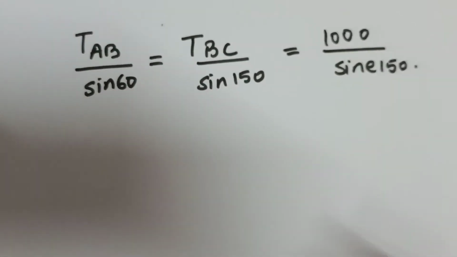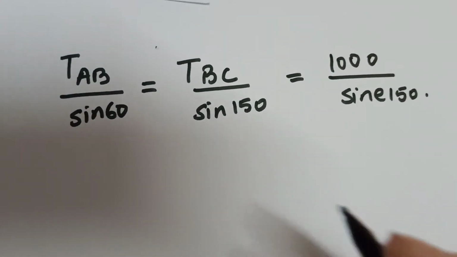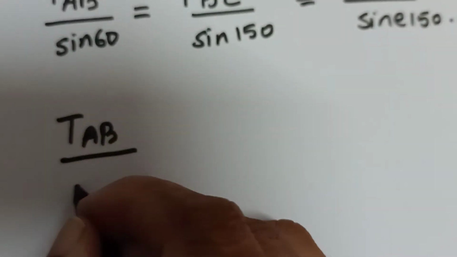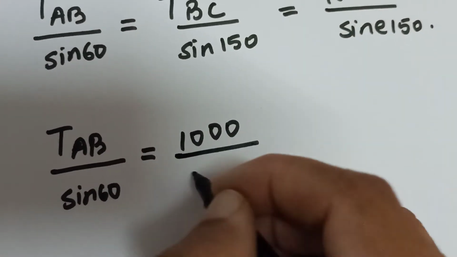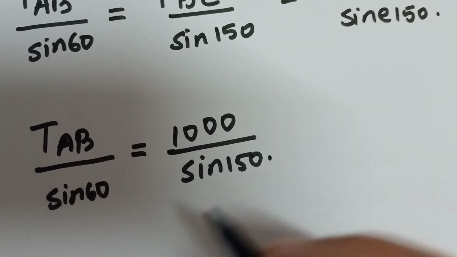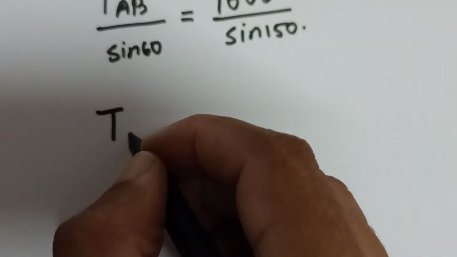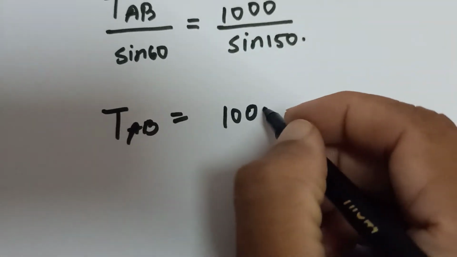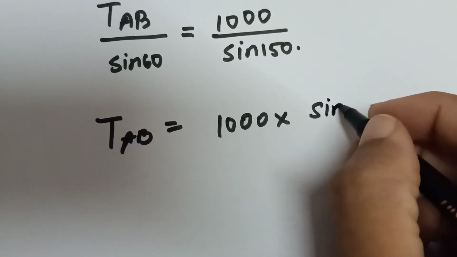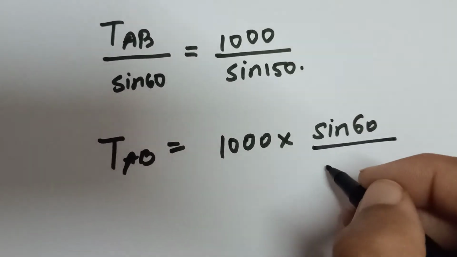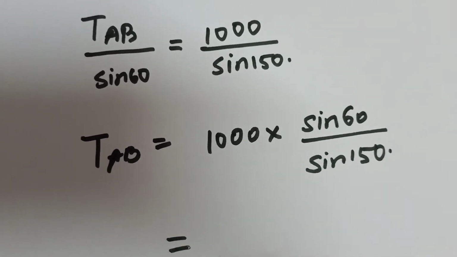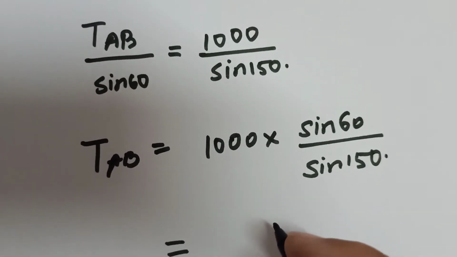Now I want to find out AB tension and BC tension. So I will take TAB upon sine 60 is equal to 1000 upon sine 150. So what will be TAB? TAB will be equal to 1000 into sine 60 divided by sine 150.